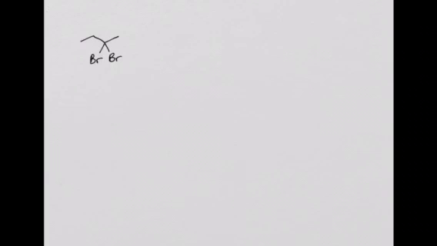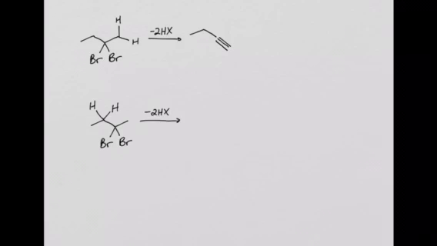Double dehydrohalogenation of this alkyl dibromide can give two possible alkyne products. If the two hydrogens that are eliminated are the two hydrogens on the terminal carbon, we get the terminal alkyne. If, however, the two hydrogens are eliminated from the more substituted carbon, we get the internal alkyne.